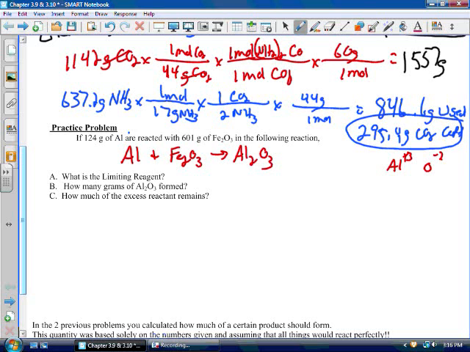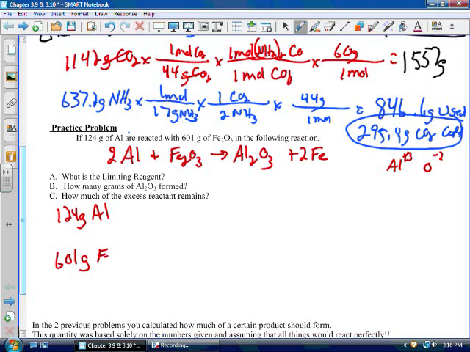But we need to balance the equation, so I've got to put a 2 in front of the aluminum. I've got to put a 2 in front of the iron. So it balances 2, 1, 1, 2. Now, we are given that we have 124 grams of aluminum, and we are given that we have 601 grams of Fe2O3.